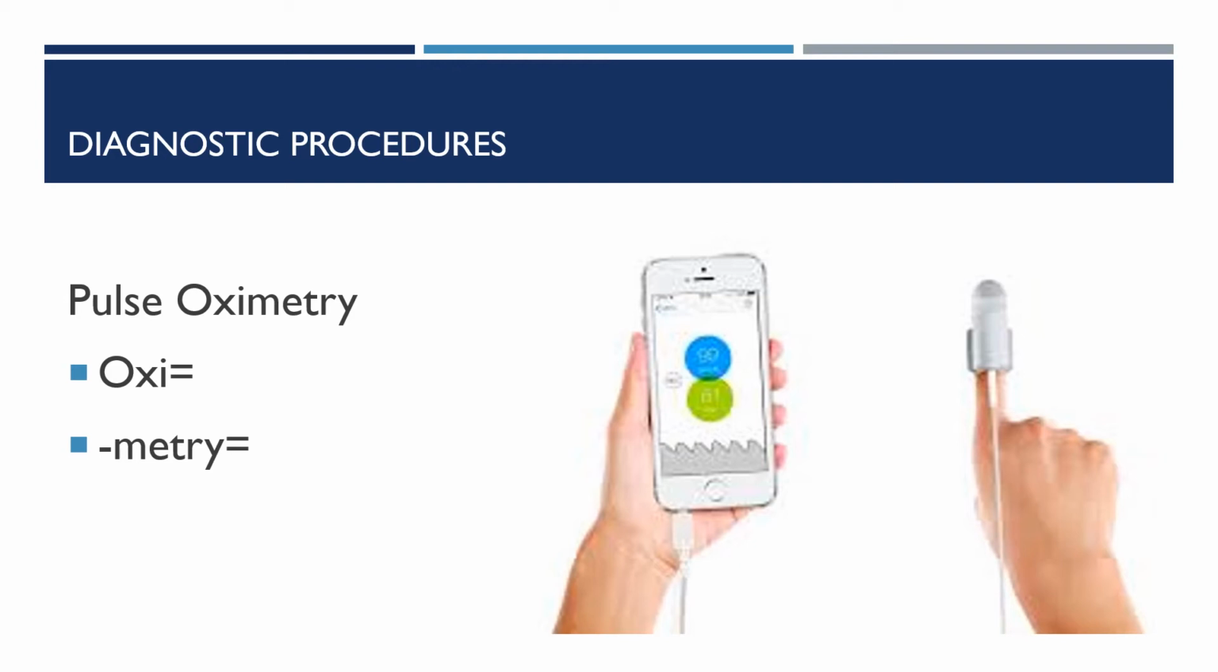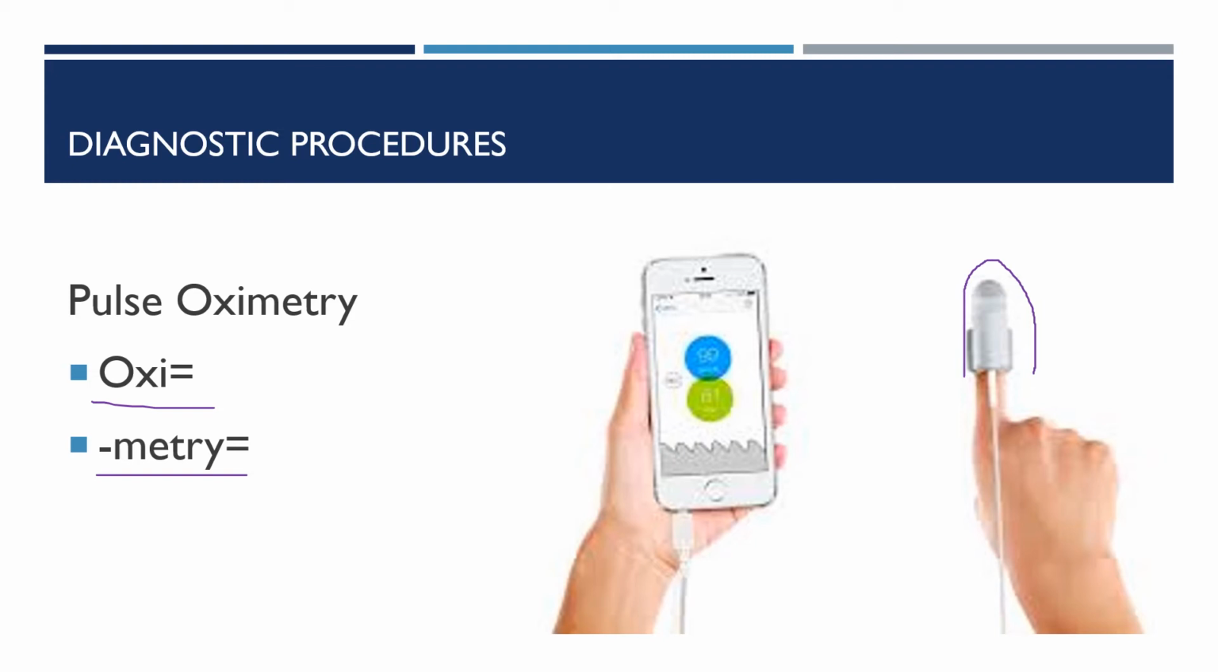Oxy means oxygen, metry to measure. So what this instrument is doing, it's a clip that gets put on the finger. It is non-invasive, and by using a penetrating light, it is able to get a scan or an idea of how much oxygen is circulating in your blood. We call it a pulse oximeter because it's looking at the blood system, the pulse, to see if it can get a gauge of how much oxygen is in your blood.